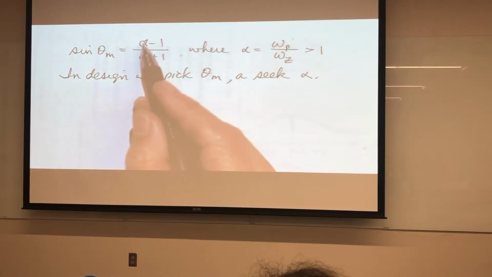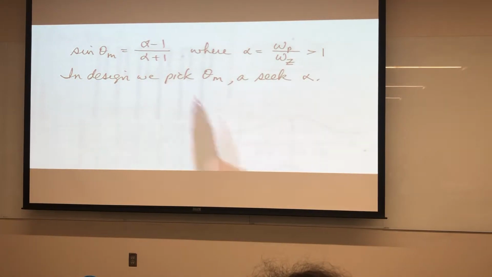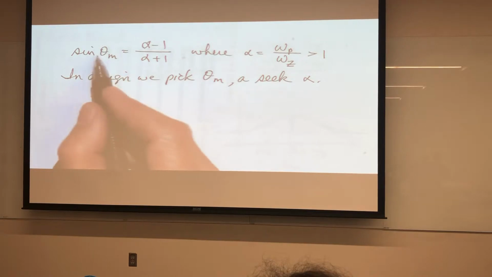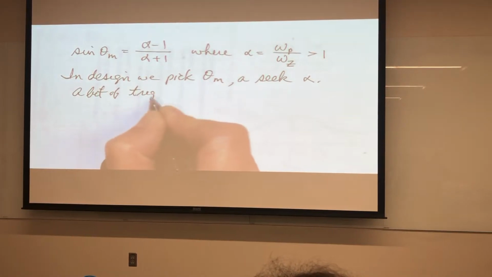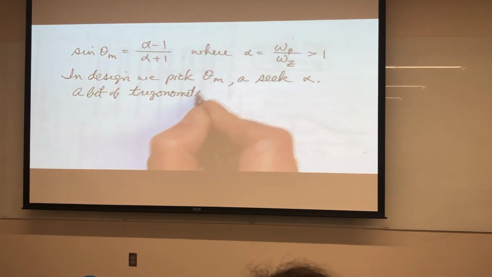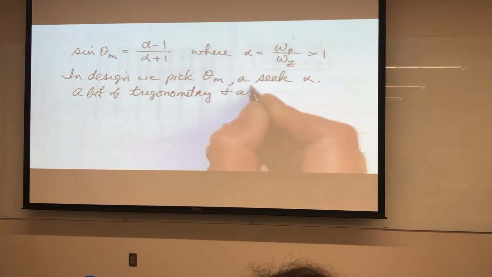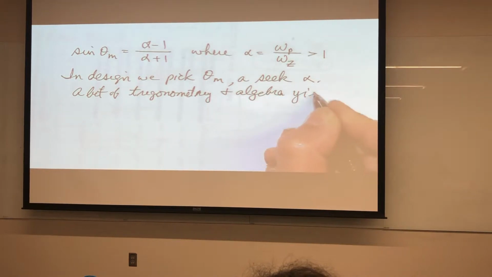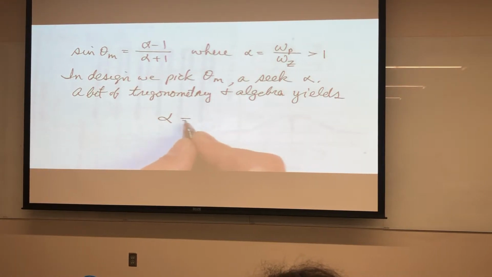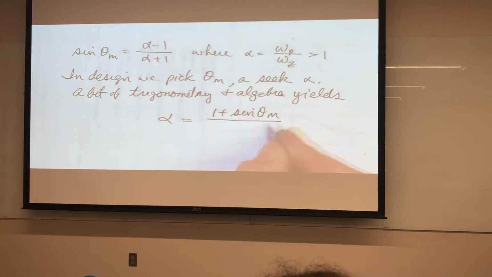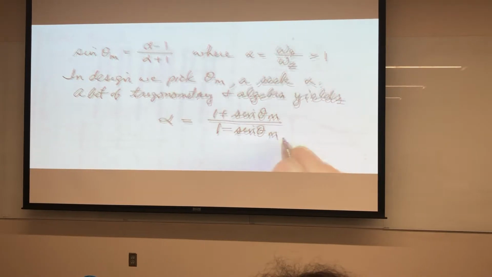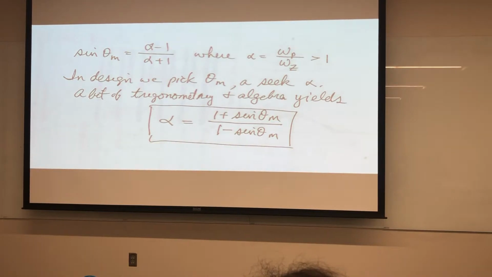So it helps to resolve this equation in terms of alpha. Here we have theta described in terms of alpha. A little bit of algebra and a little bit of trigonometry yields an equivalent equation. And the equation tells us that alpha is equal to 1 plus sine theta m over 1 minus sine theta m. So this is one of the design equations that we are going to use.